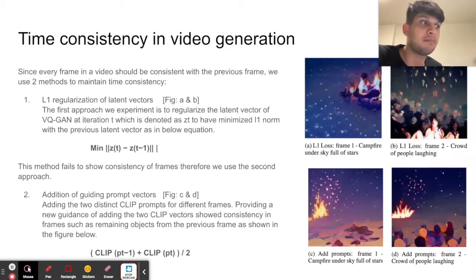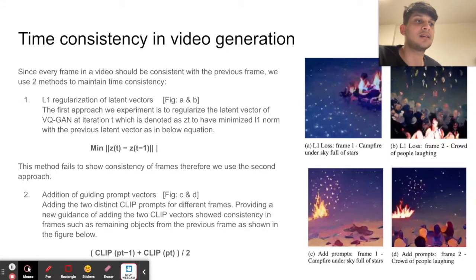And then we have time consistency in video generation, where, based on the created sequence of images, we generate a video that maintains context from previous frames. Since every frame in a video should be consistent with the previous frame, we explain how to maintain time consistency. They use two methods: L1 regularization of latent vectors and addition of guiding prompt vectors. The first approach we experiment with is to regularize the latent vectors at iteration t, denoted as z_t, to have minimized L1 norm with the previous latent vector.